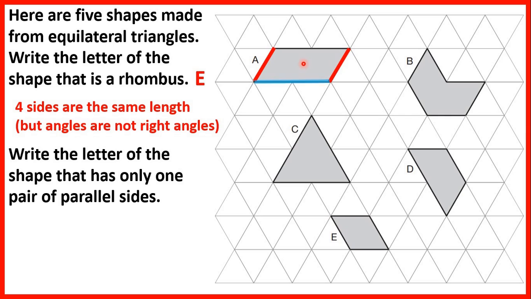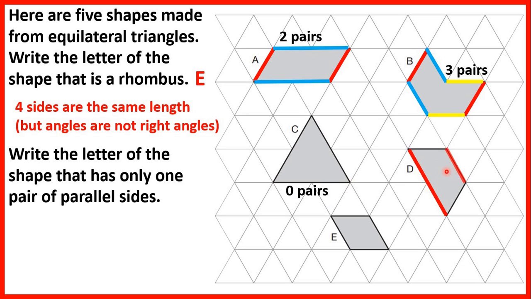So we can see that shape A has two pairs of parallel sides, because remember, parallel sides are like train tracks. They're lines that would go on forever if we extended them without ever crossing. For shape B, we have three pairs of parallel sides, three pairs of sides that would go on forever if we extended them without crossing. Shape C does not have any pairs of parallel sides because we can't have a triangle with parallel sides.